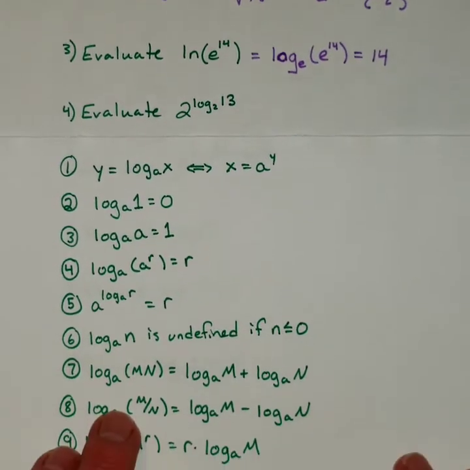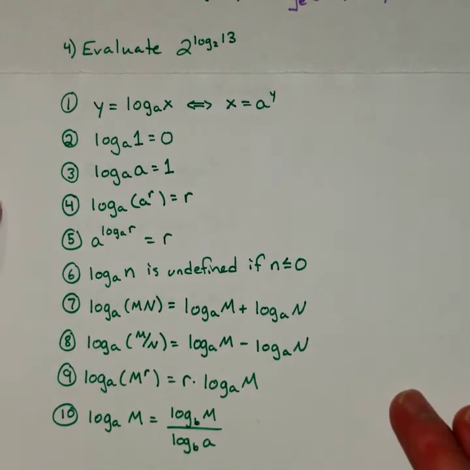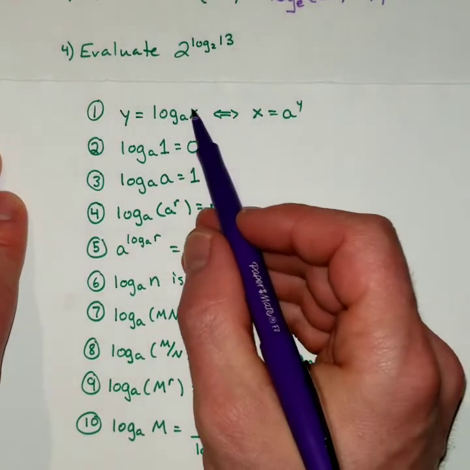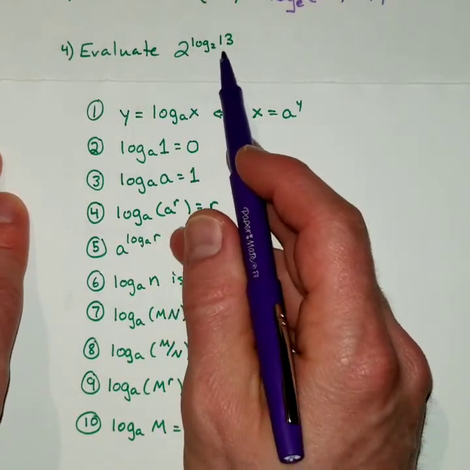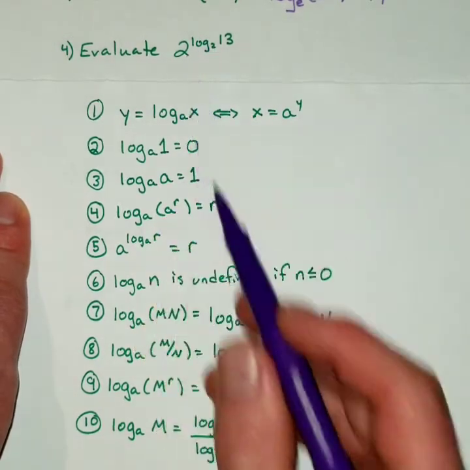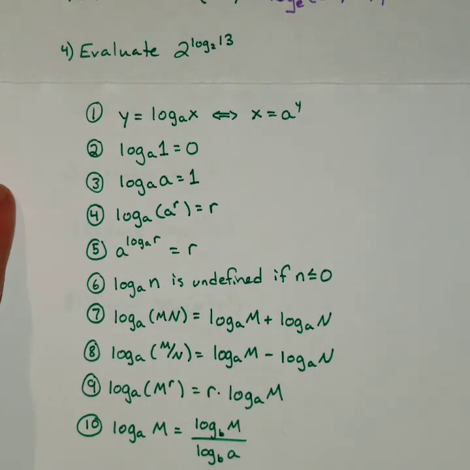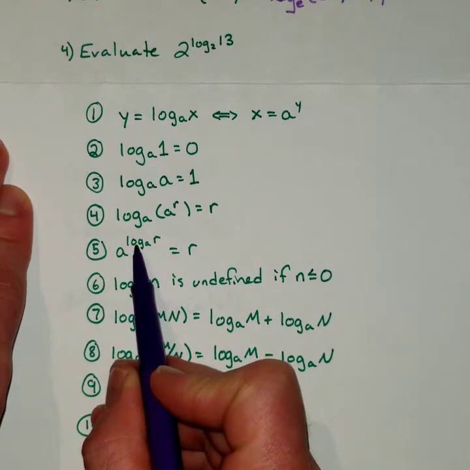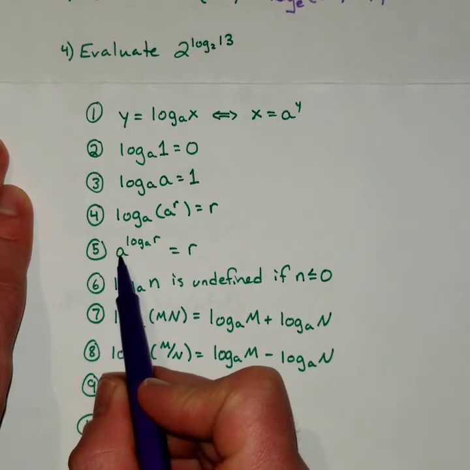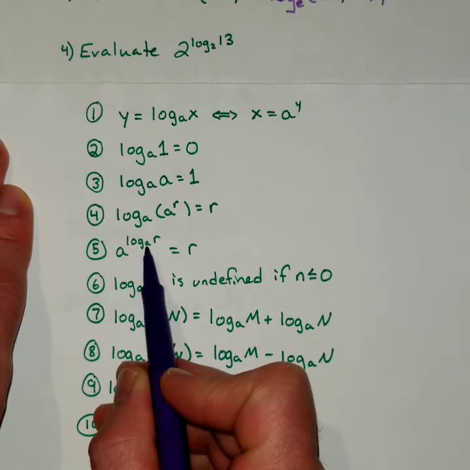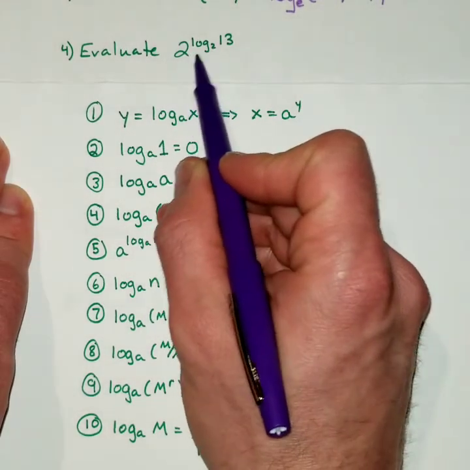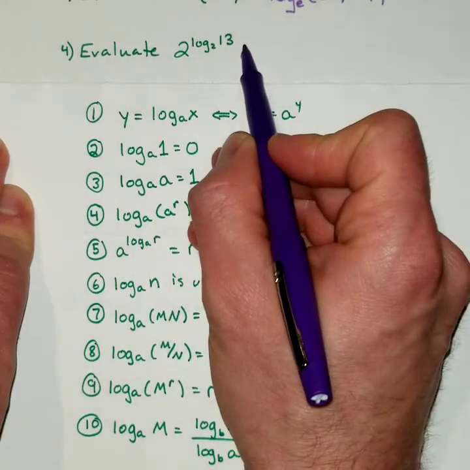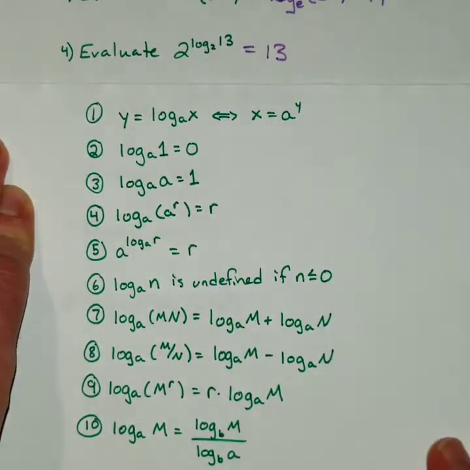Alright, maybe I'll keep the property list on here as I go. Let's see, if I want to evaluate 2 to the log base 2 of 13. This has a logarithm inside of an exponential. We've seen that in one of our properties right here, a logarithm inside an exponential, property 5. As long as the exponential and the log have the same base, which they do in this case, they're both 2, then the answer is simply the argument. And so here the answer is just simply 13.